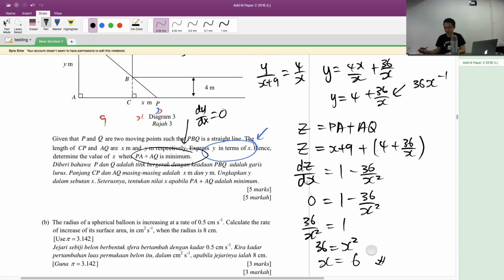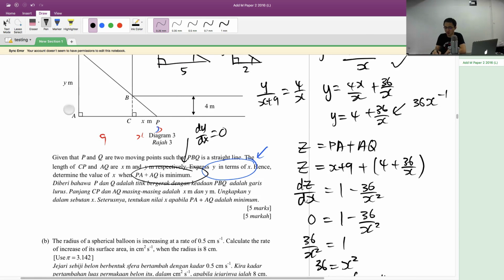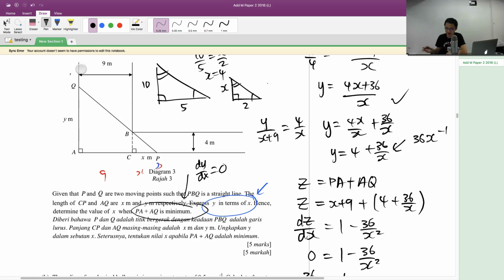Because the question actually says PA plus AQ. Just now, if I straight away do dy/dx, basically I'm finding the minimum value of y only. I'm not finding the minimum value of y in this question. I want to find the minimum value for PA plus AQ. So I will let z become PA plus AQ, and then I do the substitution into it.